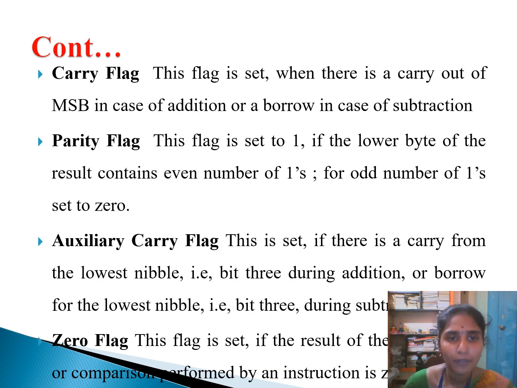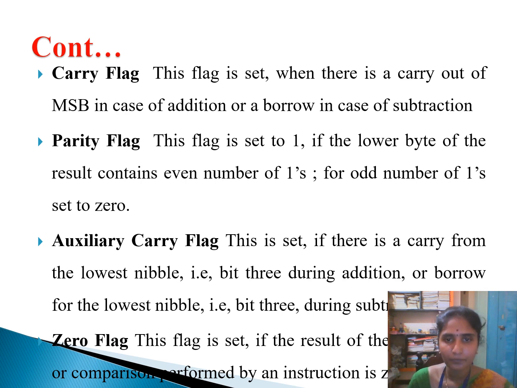So first one, carry flag. This flag is set when, in addition, the most significant bit has a carry. Then this flag is set. In subtraction, if the most significant bit has a borrow, then this carry flag is set. Parity flag. If the lower byte of the result contains an even number of 1s, then the parity flag is set. If odd number of 1s, then the parity flag is set to 0.